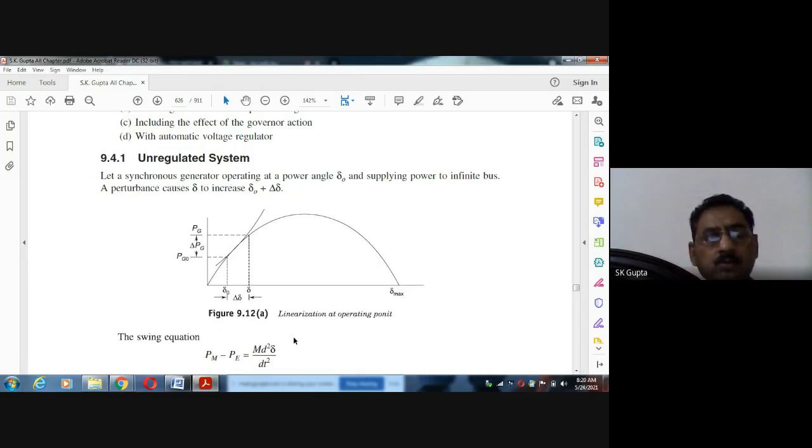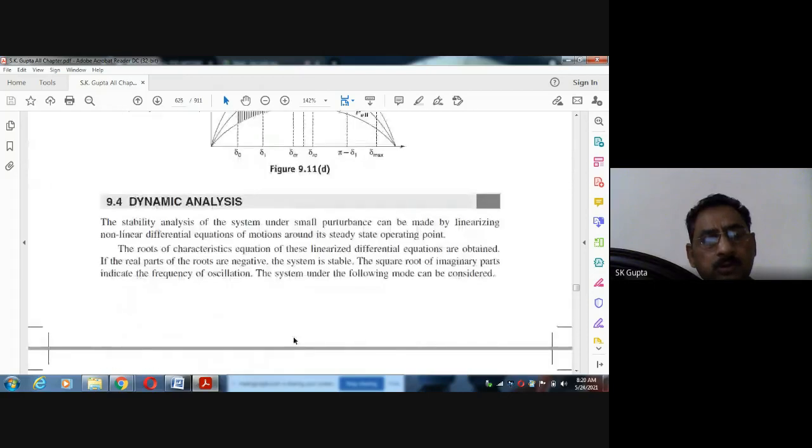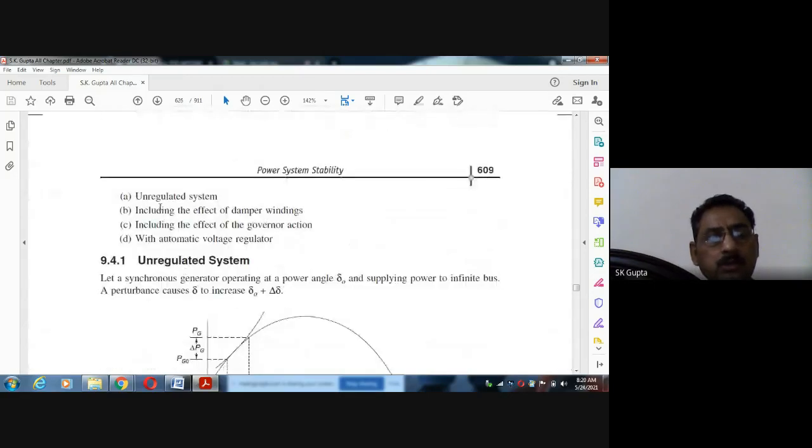But first of all, while describing this dynamic analysis, we will take a few cases. First, a completely unregulated system, with no damping in the system. Then we will consider the effect of the damper winding. Then we will consider the effect of the governor action. Whenever the load is suddenly increased or decreased, the disturbance is small, as I told in the dynamic analysis, hardly 5%, 10% or 15% change in load.